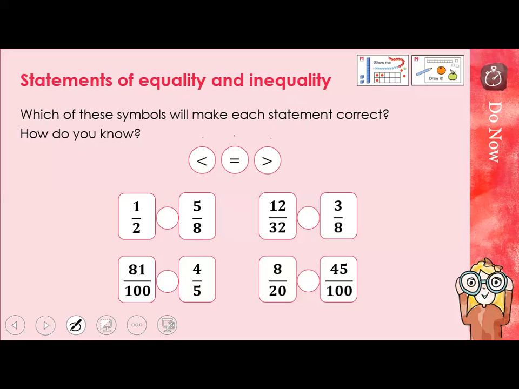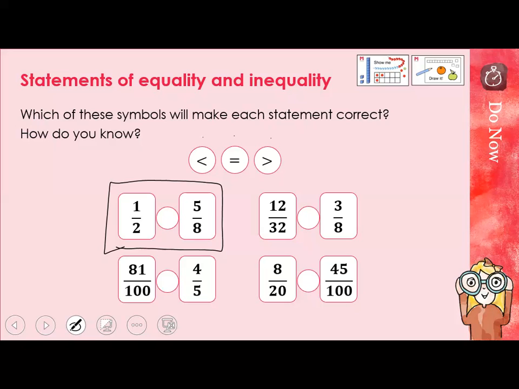Okay, welcome back. I didn't want to give you too much instruction there, just because I wanted you to think how you would go about doing this. So really, really well done. If you worked out, okay, let's do this first one. I've got two fractions here and I can't immediately compare them because they have different denominators. It's hard for me to compare a half and 5/8.